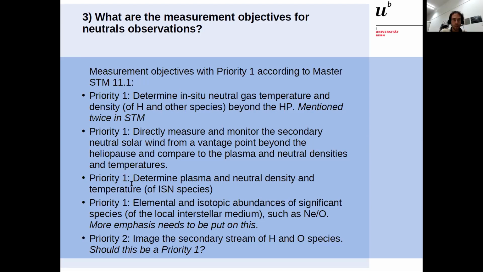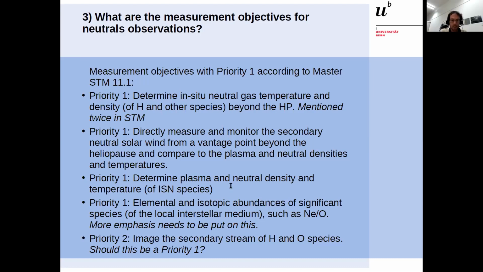Again, this sounds similar to what we had before, but it's still a little bit different, because another priority one is determine the plasma, well, that's not for us, and neutral density and temperature of ISM species. So we already had before that we should determine the neutrals. Here we had determined in situ neutral gas temperature and density of H and other species beyond the heliopause. Here, this is even more general, but basically for us, it means determine the neutral density and the temperature. This is important when we talk about instrumentation for the different interstellar neutral species.